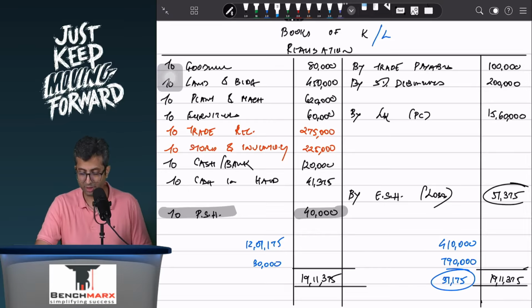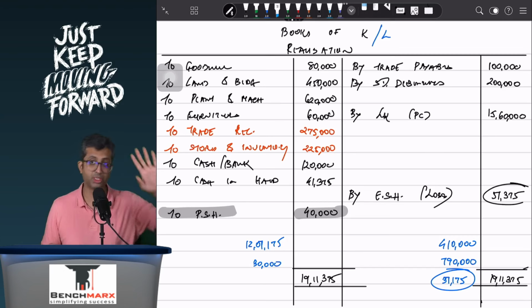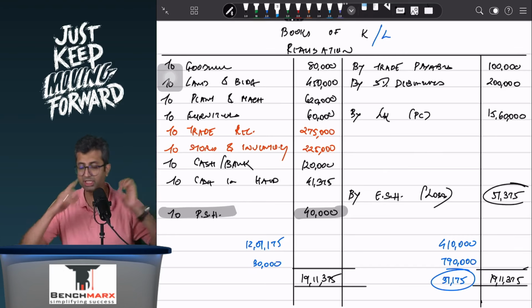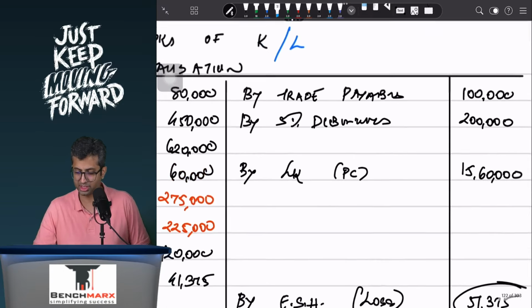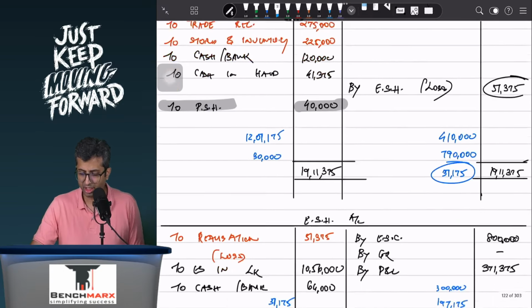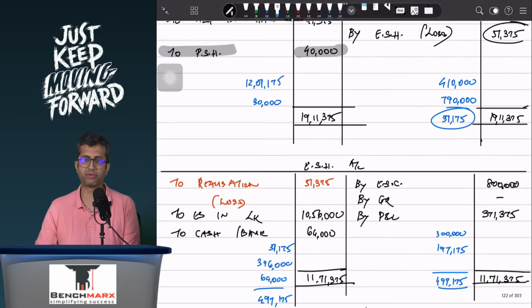You will transfer all the assets in the same form: goodwill, land, plant, even trade receivables, full value 265, 275, stores 225, everything, even the liabilities at full value, trade payables, debentures. Everything is transferred, and then you take the PC. PC is at 15,60,000, as you can see over here, and then you will look at the equity shareholders and preference shareholders account. In the equity shareholders account, you will take the equity share capital of 8 lakhs as well as the profit and loss account of 371, 375.